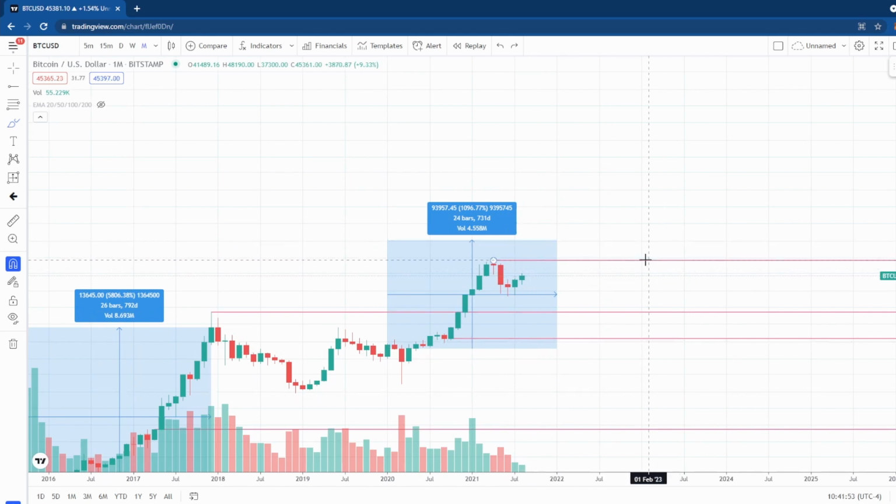We need to take out these previous highs, and it really depends on when you start the bull run cycle. Did the bull run cycle really start in March of 2020, or did the bull cycle run start in 2019? That's where there's some gray areas there, when those cycles start and begin.